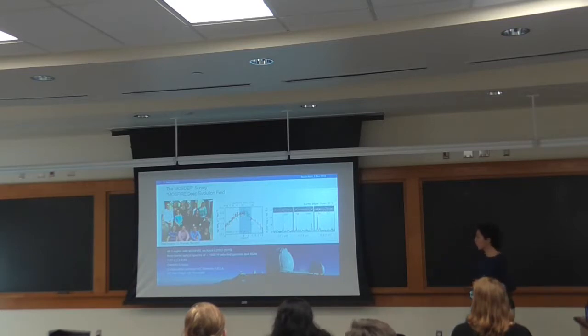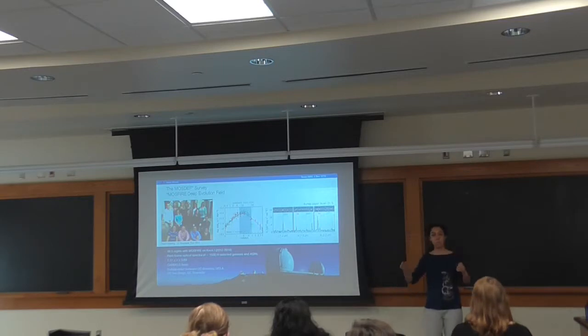MOSDEF stands for the MOSFIRE Deep Evolution Field. It's a large spectroscopic survey that uses MOSFIRE on Keck to get rest-frame optical spectra for galaxies at redshift 1.5 to 3.8. So capturing this peak epoch of star formation activity in the universe.